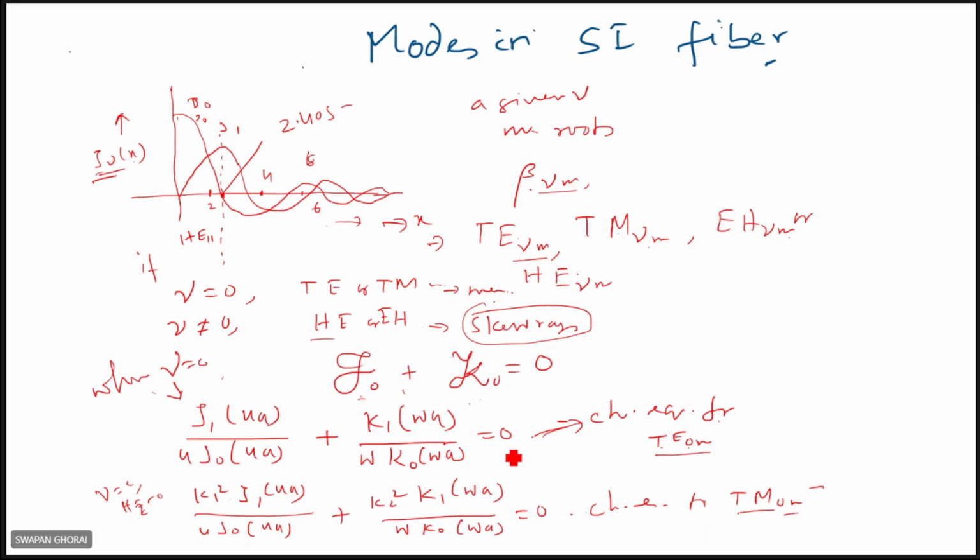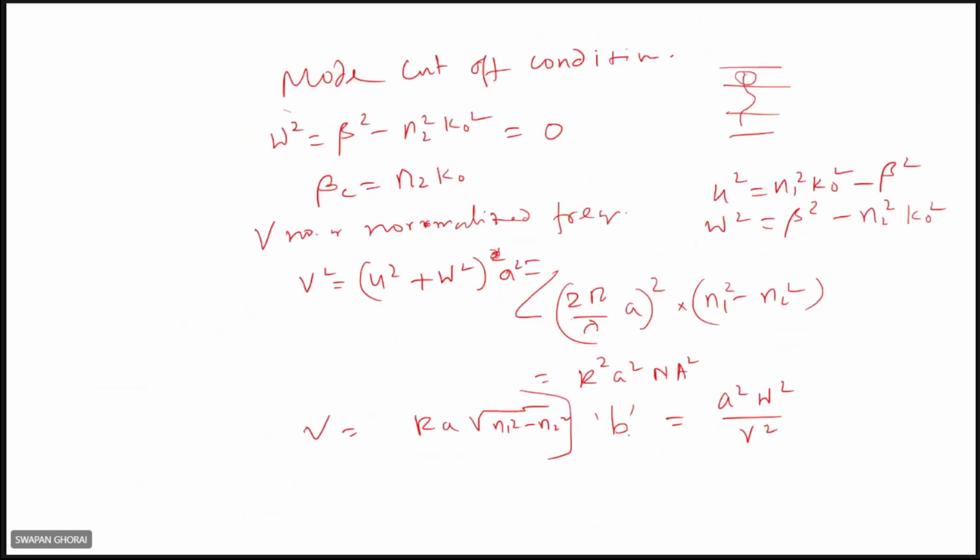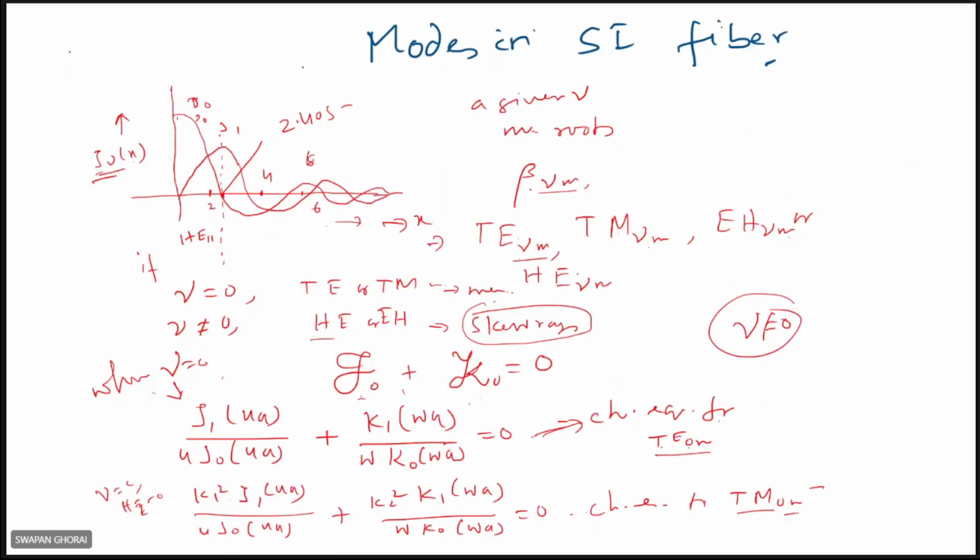Also, you can have another situation when nu is not equal to 0. That means the modes will be hybrid modes, either HE or EH modes, right? So you see, that is where we will see hybrid modes.